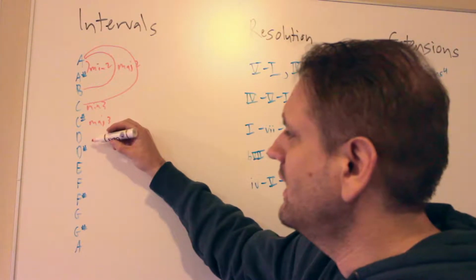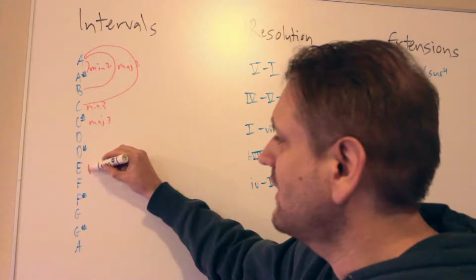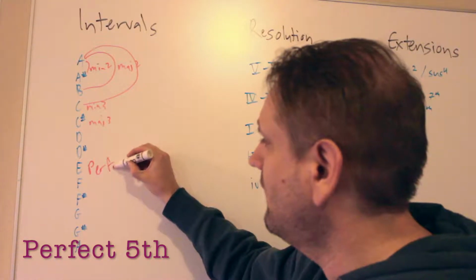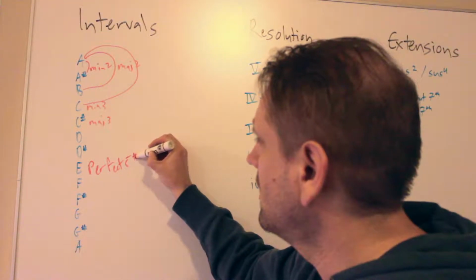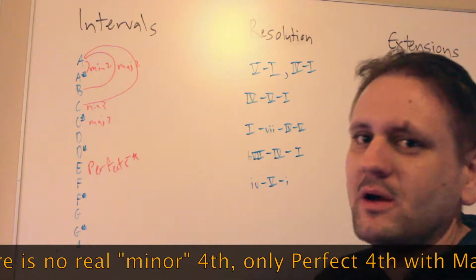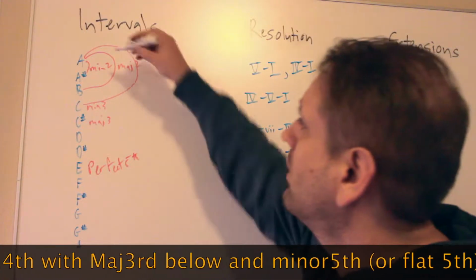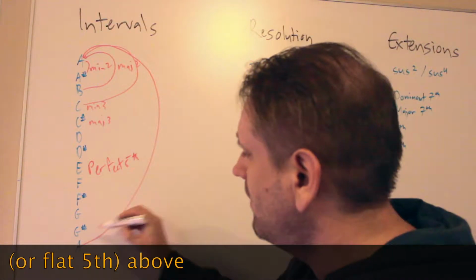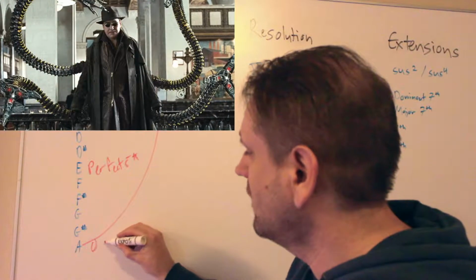Now what you want to look at is something like A to E. That's actually going to be called a perfect fifth. But every other number is either going to be a major or minor of that interval. And then once you get all the way up to A, that's just going to be an octave.